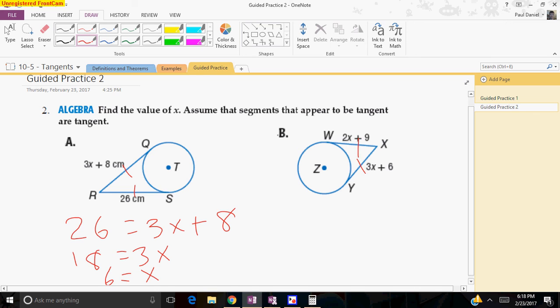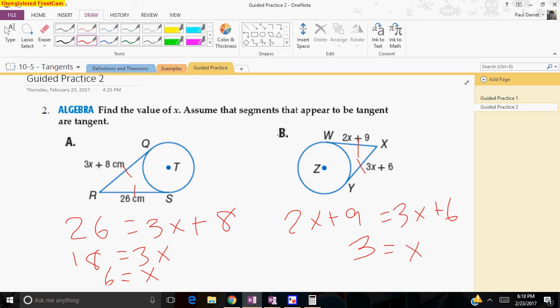Same thing's going to be true. Those things got to be equal to each other. So 2x plus 9 better equal 3x plus 6. Or in that case, subtract 2x from both sides and you'll get x. Subtract 6 from both sides and you'll get 3. And x is equal to 3. If you feel like you've got those, if you feel like you understand what's going on, then you're going to be just fine in this section on tangents, okay?